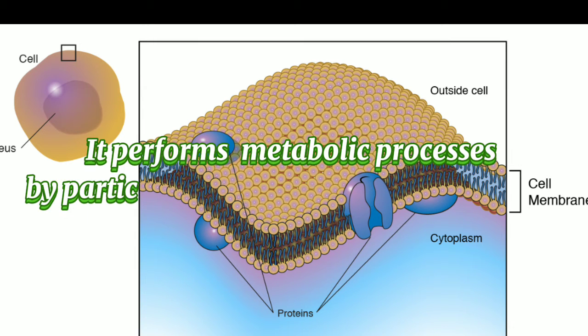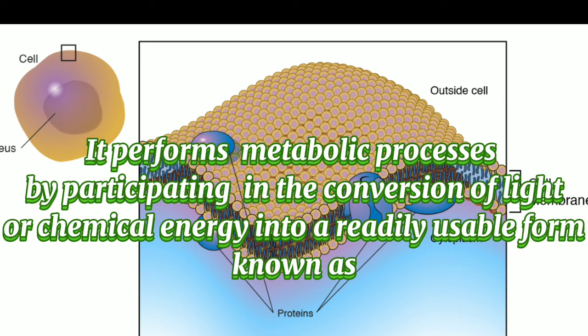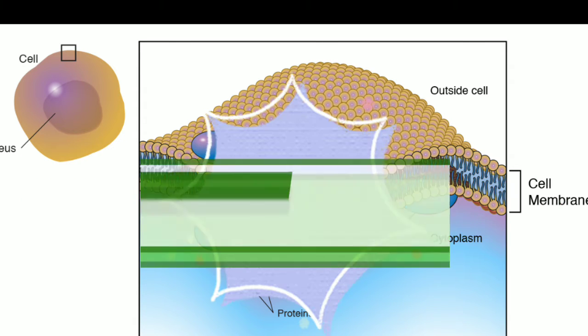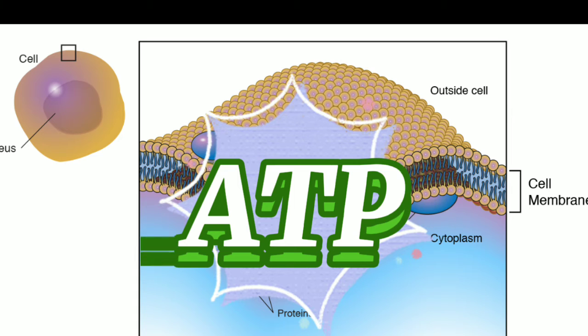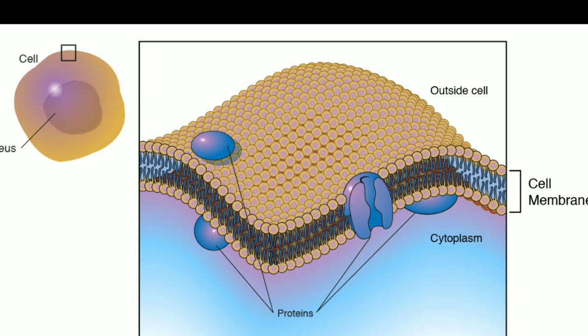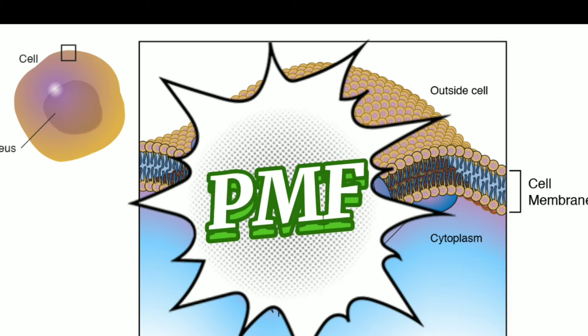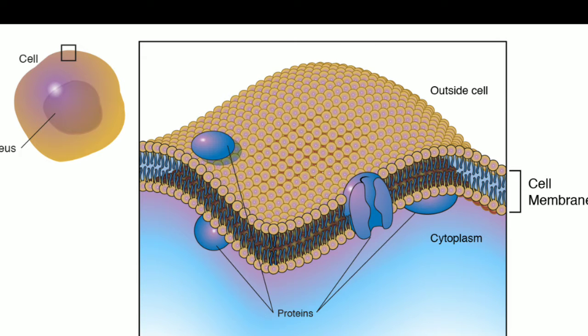It performs metabolic processes by participating in the conversion of light or chemical energy into the readily usable form known as ATP. This energy conversion involves the development of a proton motive force, or PMF, based on the separation of charges across the membrane, much like a battery.